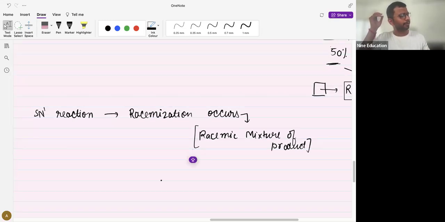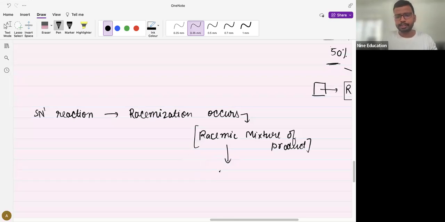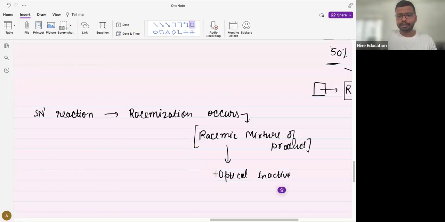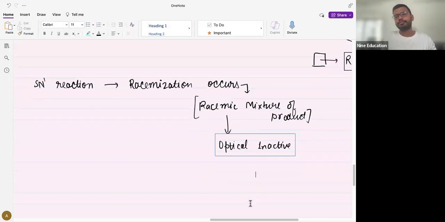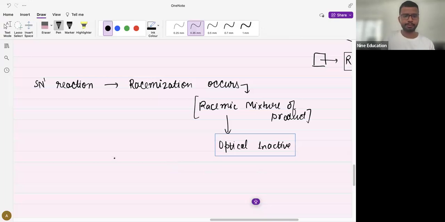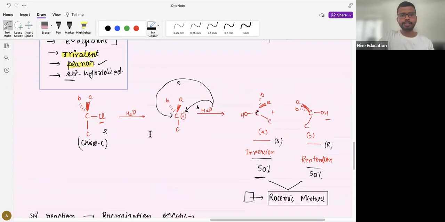So SN1 रिएक्शन में आपको कुछ नहीं याद करना है, ये याद करना है कि हमें रेसिमिक मिक्सचर मिलेगा, and you all know racemic mixture is optically inactive in nature. ये हमने we have learned in meso and racemic mixture. Meso and racemic mixtures are always optically inactive, है ना? So the compounds are optically active, but the whole solution will be optically inactive when you have SN1 reaction. ये याद रखें आप लोग. So this is all about what?